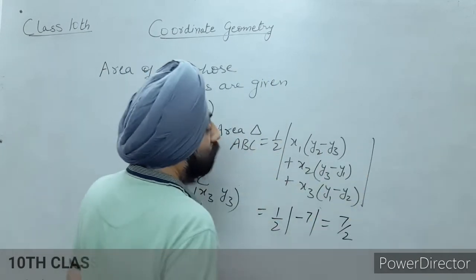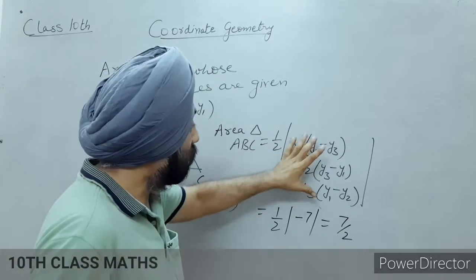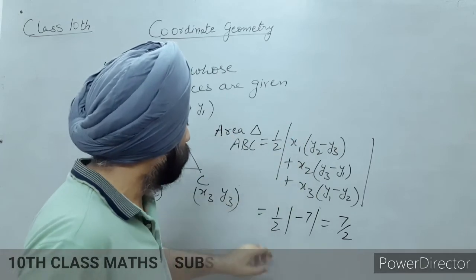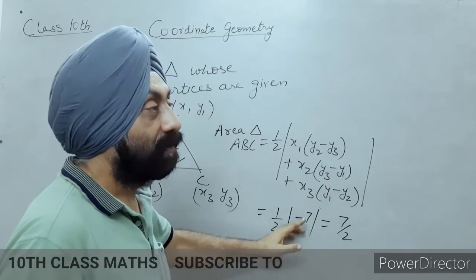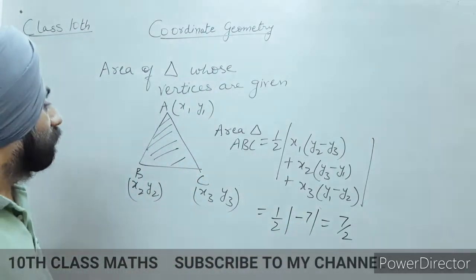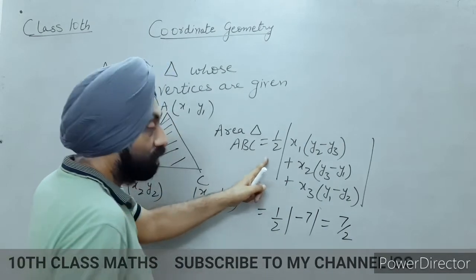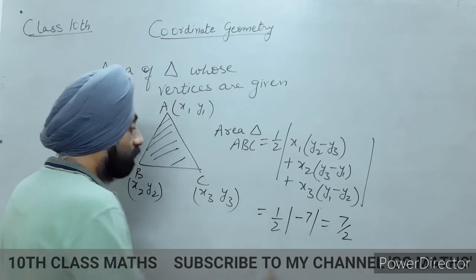That's why I put the modulus. I put the magnitude, I put the positive. I have to take the positive value of this. That is, if after calculations I get minus 7, I will take plus 7, because the area of a triangle can never be negative. Hope you have understood this concept, the section formula and the distance formula.